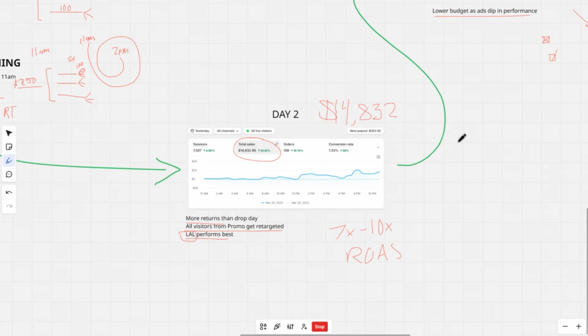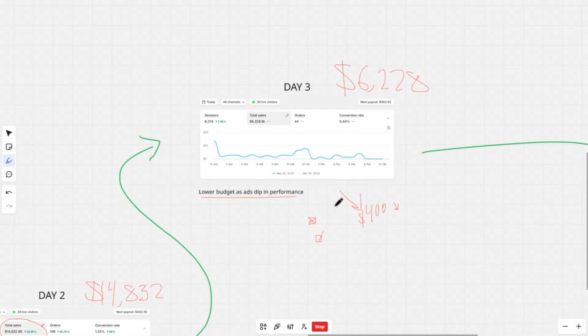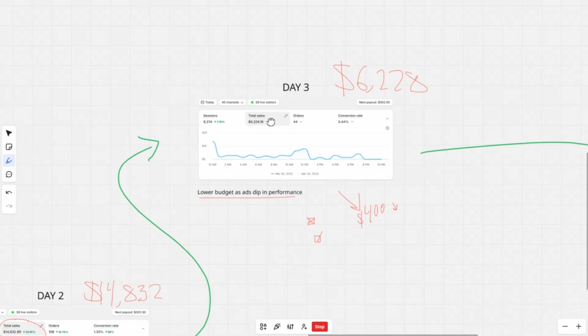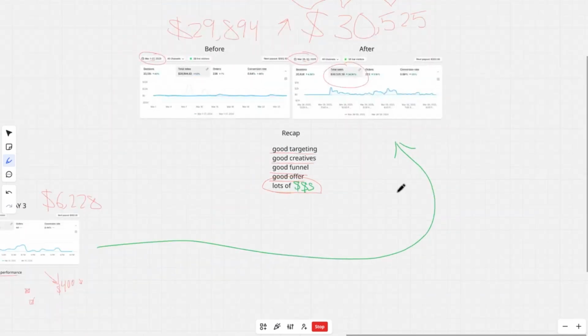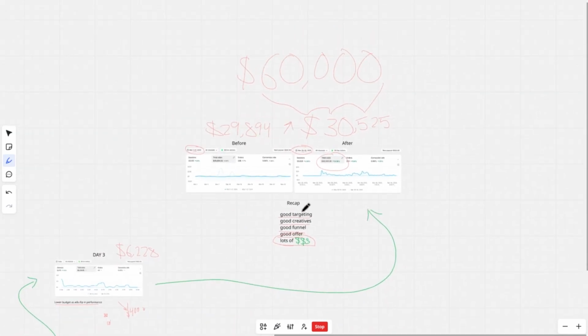Day two, $14,832. Lookalike performed the best. The visitors from the promotion are getting retargeted, and we did incredible. Day three, 6,228. I lowered the budget a little bit. No point in overspending. Making sure our returns are good. Overall, incredible drop.